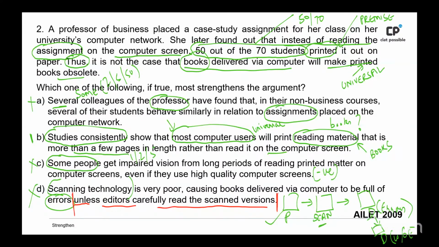It does not definitely tell us that printed books will not go obsolete because of digital books. Option B is the correct one.